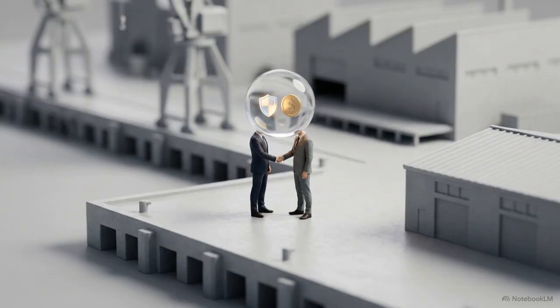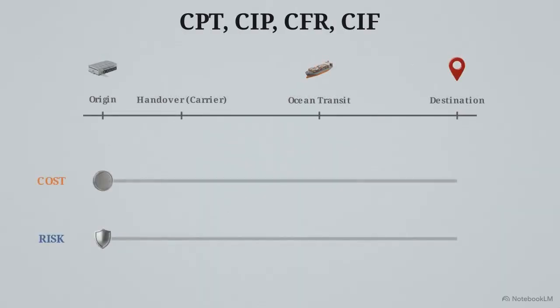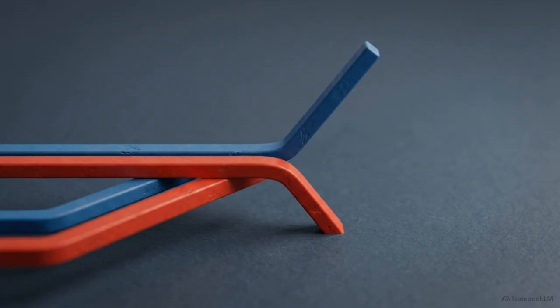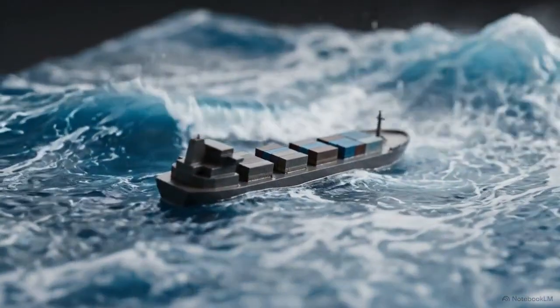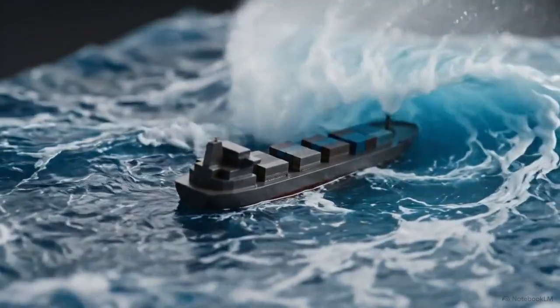But when we transition to the C terms, CPT, CIP, CFR, and CIF, the dynamic fractures. The timeline shows the seller's cost bar extending across the ocean to the destination port, while the risk bar remains stubbornly anchored back at origin. This represents a critical structural divergence. The financial payment of the freight has been completely decoupled from the transfer of physical liability. The seller pays the invoice to destination. But if cargo is lost mid-transit in heavy seas, the buyer holds the physical risk.